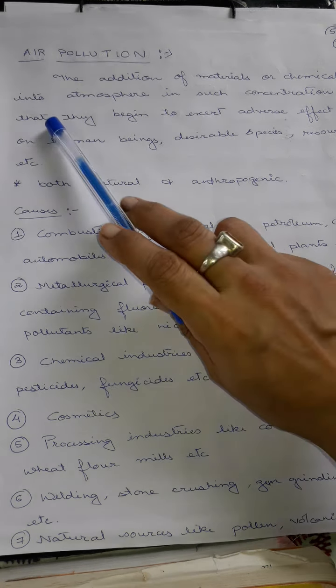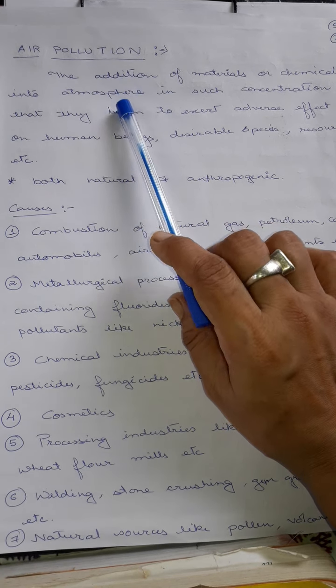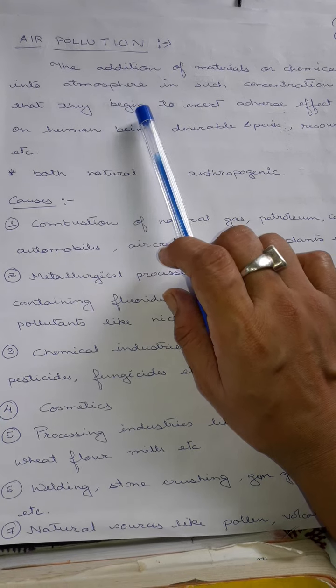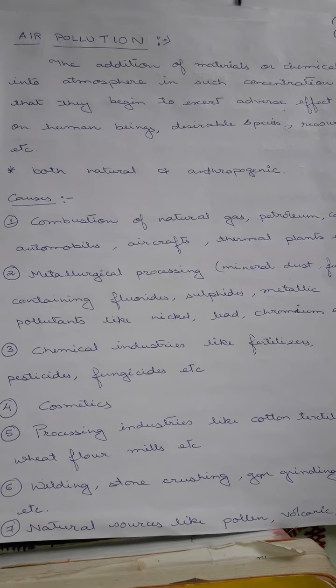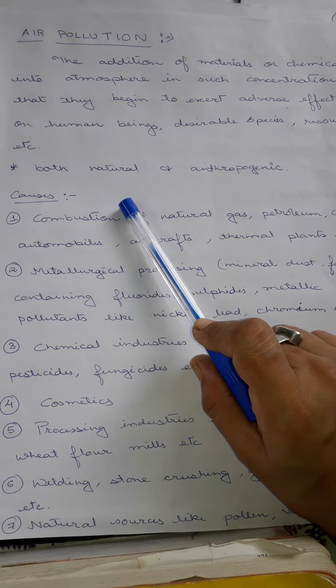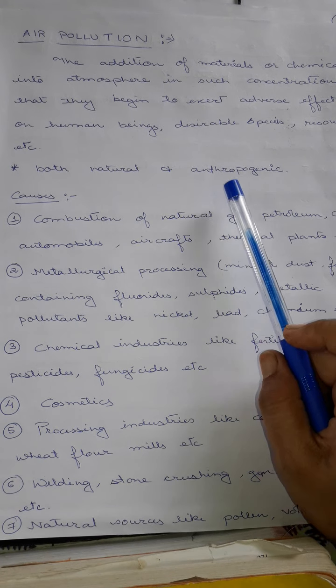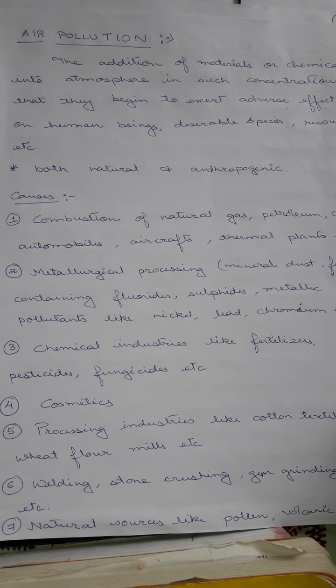After that we come to air pollution. That is the first type of pollution that we are studying. Air pollution means when pollutants are present in the atmosphere and cause harmful effect to human beings, resources, etc., then it is known as air pollution. And this can be both natural as well as anthropogenic. That means nature can also cause air pollution and human beings can also cause air pollution.